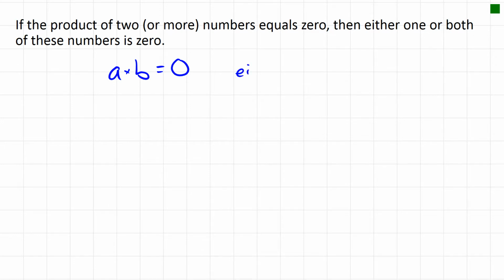Well, either A equals 0, and then B can be anything. It could be 47 or negative 102, but anything times 0 equals 0. The other option is that B equals 0. Again, if B is equal to 0, then A could be anything, including 0. So the zero product property says that if A times B equals 0, then either of those two things must be 0.